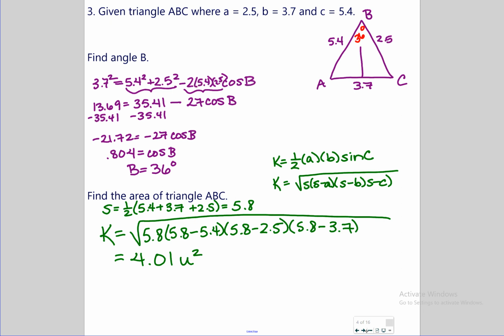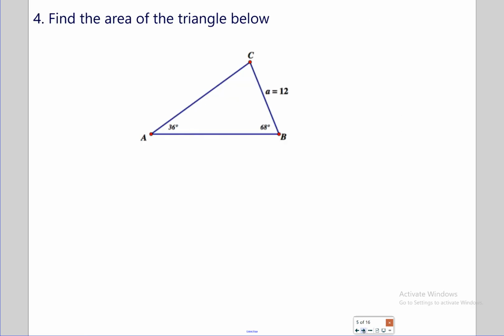Okay. Number 4, maybe. There it goes. Again, an area problem. So I know it's a little tiny there. So it says 36 on the bottom left, 68 on the bottom right, and then I have a side length of 12. Do I have enough information right now to find the area?